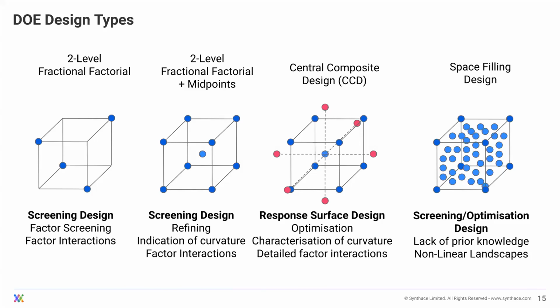Space filling designs, the more unconventional design type that you don't often see in biology, can be brilliant for screening and optimization, depending on how many runs and what capacity you have. They're brilliant for systems where you have little or no prior knowledge of the system that you're looking to optimize. So if you don't have a starting point, you don't know what the levels of your factors should be. They're also really good at being able to identify nonlinear landscapes in your experimental space as well.